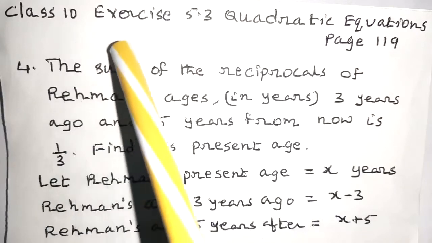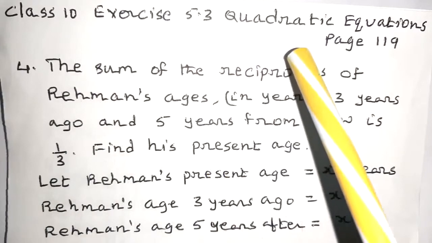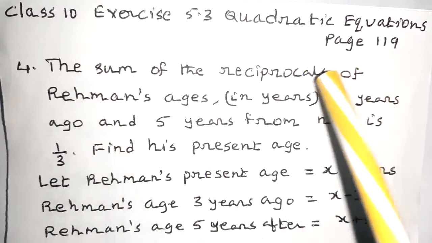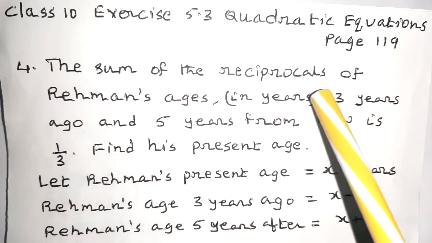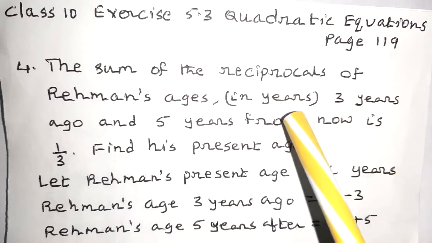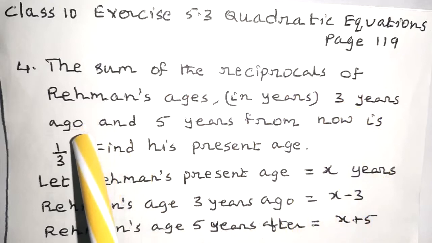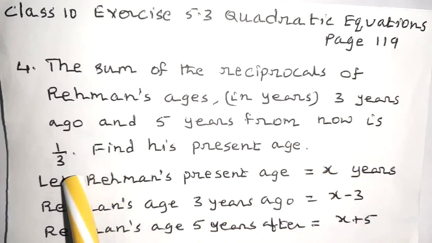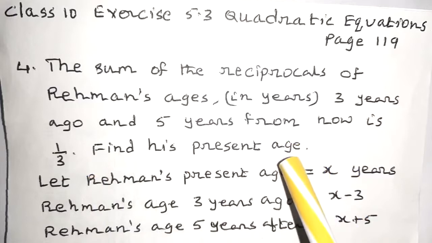Class 10, exercise 5.3, quadratic equations, page 119. The sum of the reciprocals of Rahman's ages in years 3 years ago and 5 years from now is 1/3. Find his present age.